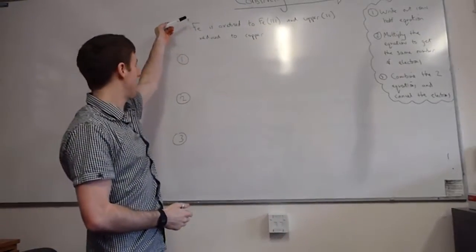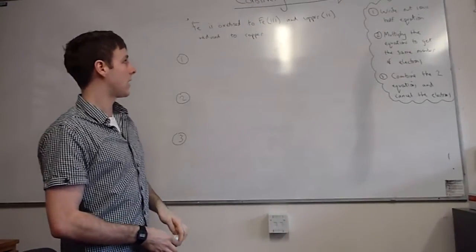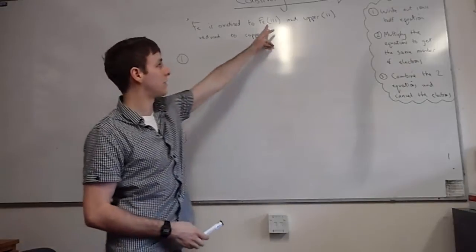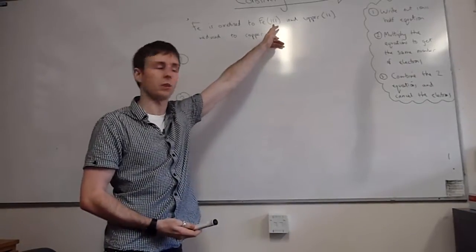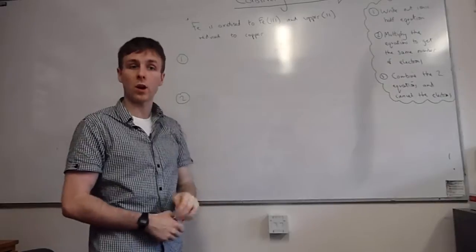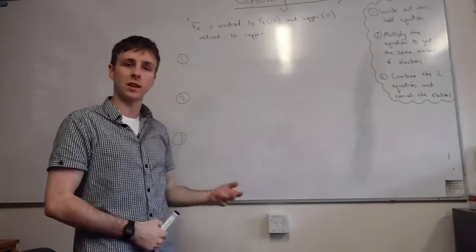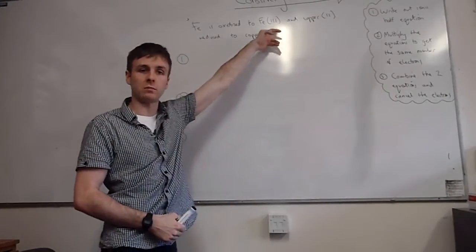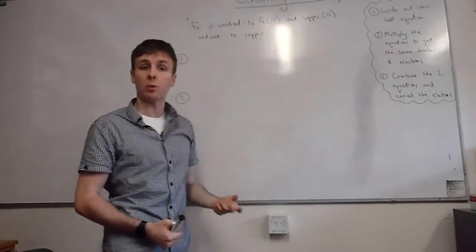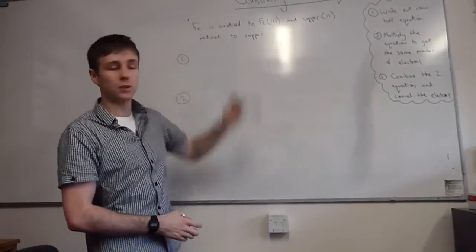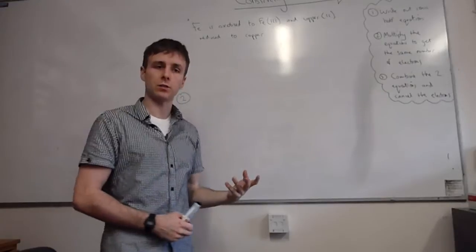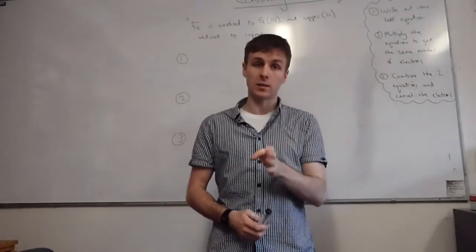The question says, iron, Fe, is oxidized to Fe3+. So these Roman numerals mean 3+. Oxidized, oil rig, oxidation is loss, so it's lost electrons to become a 3+ ion. And copper 2+ is reduced to copper. So that's gained 2 electrons, it's gone from 2+ to 0.